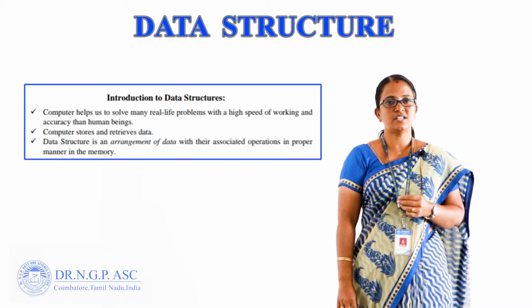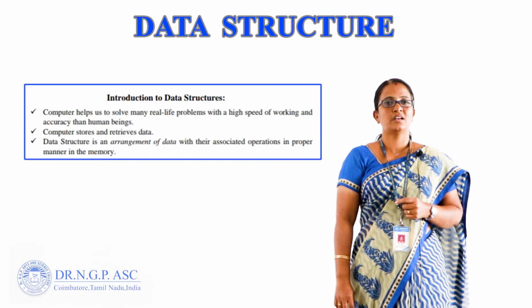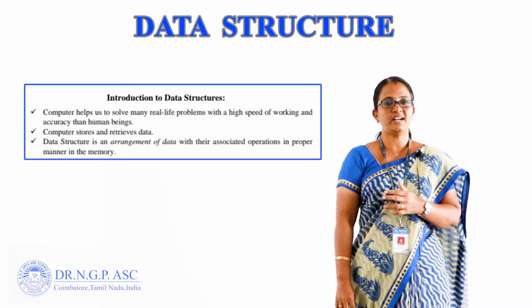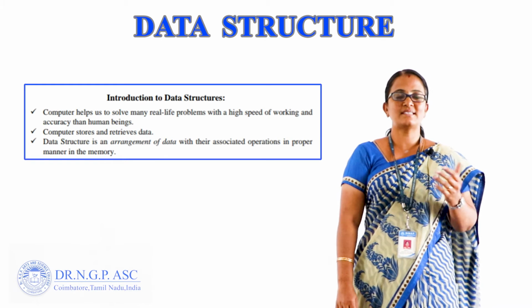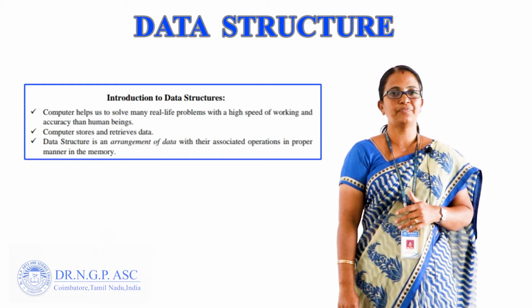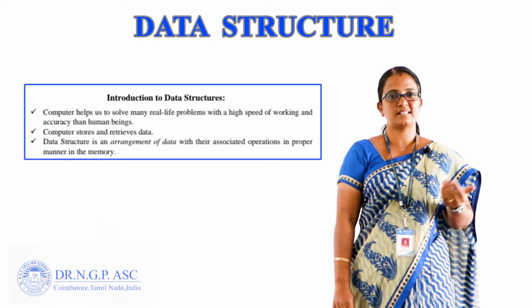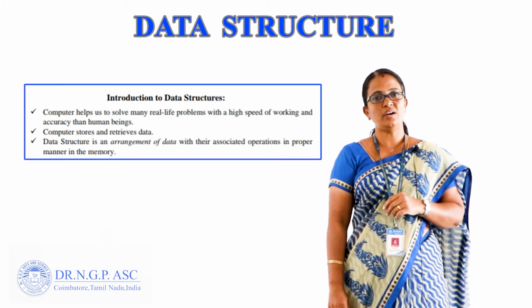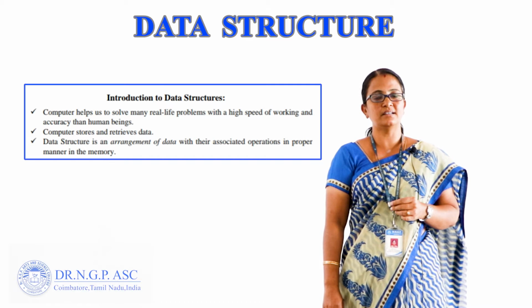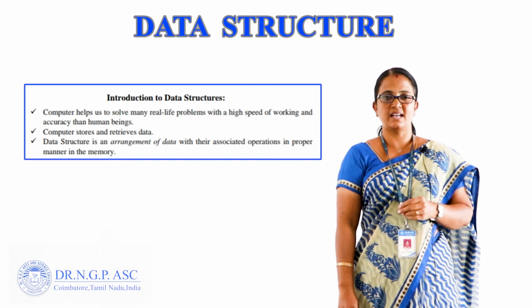So we have different kinds of data structures. That is divided into two main categories. One is linear and the other is non-linear. In the case of linear data structures, we have two kinds: one is stack and the other is queue. In non-linear categories, we have linked lists, and then trees and graphs.